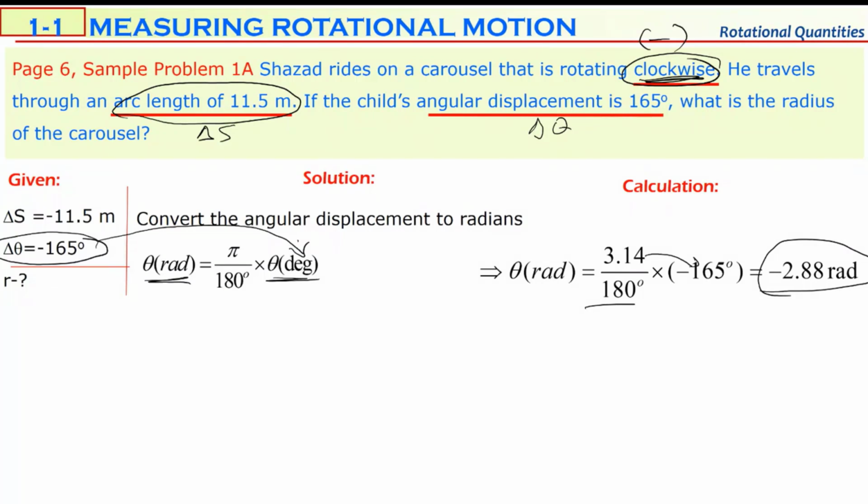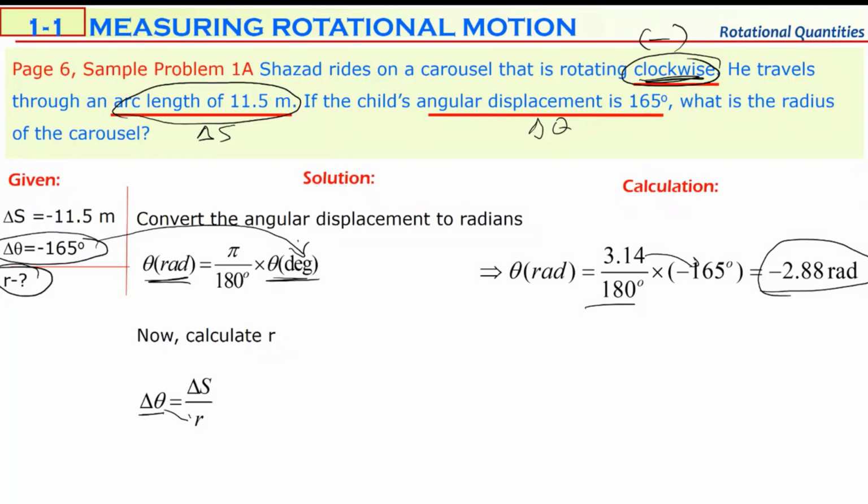Now we got the angular displacement in radian. Now we are ready to use the equation. Which equation? The equation for calculating angular displacement: delta theta is equal to delta S over R. But this equation calculates delta theta, and the question is not delta theta, the question is R.